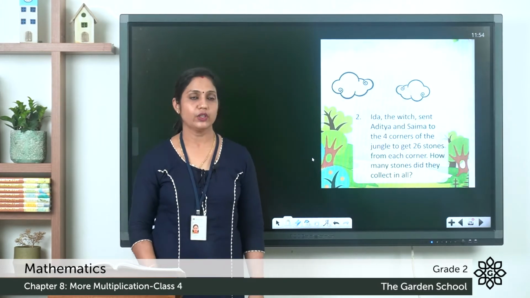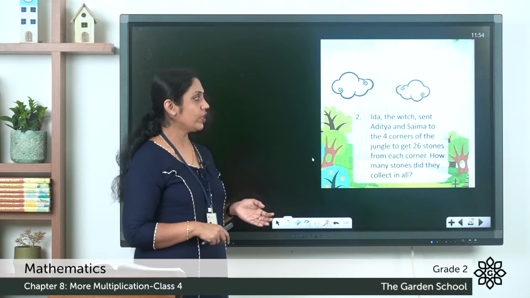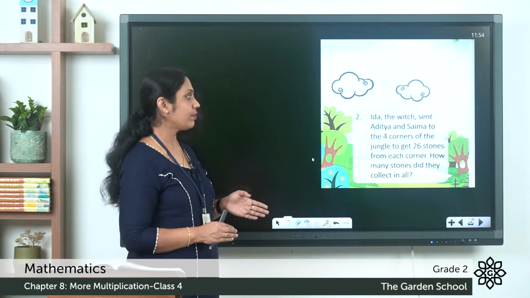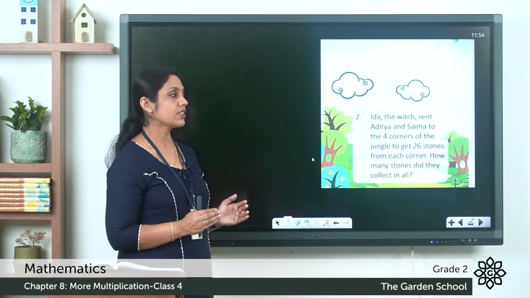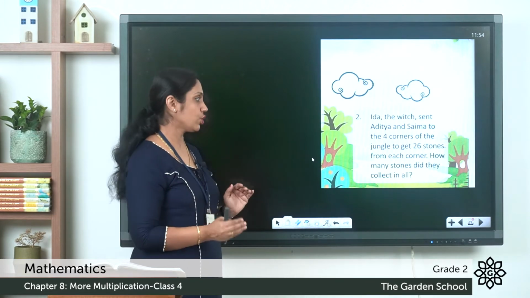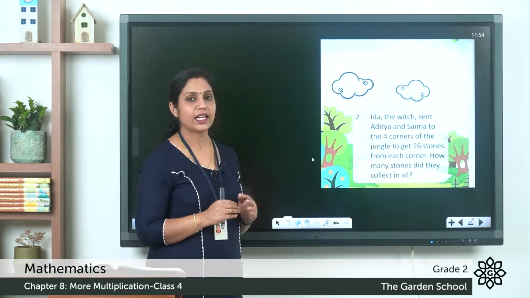Now, moving on to the second question. Ida the witch sent Aditya and Saima to the 4 corners of the jungle to get 26 stones from each corner. How many stones did they collect in all?